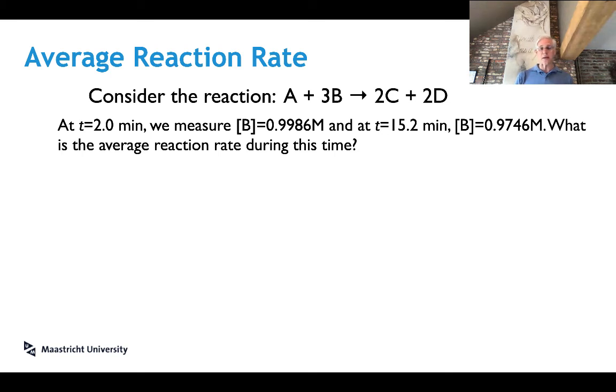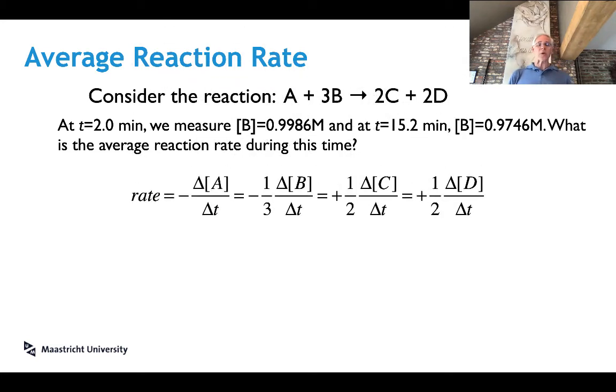2 works just fine. And then sometime later, 13.2 minutes later actually, we take another sample and we find that the concentration of B is now 0.9746. We want to know what is the average reaction rate during this time. And that's all we can get using these formulas is an average reaction rate as opposed to an instantaneous reaction rate right at a given time.